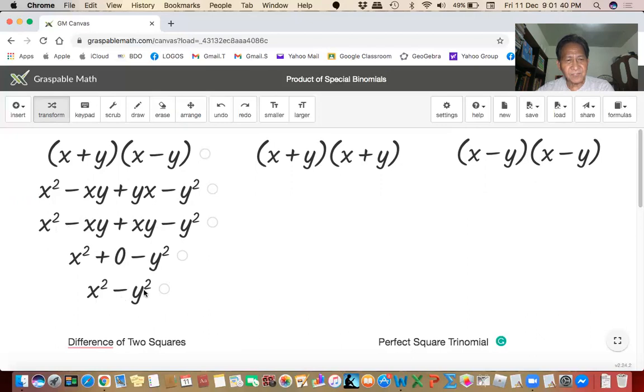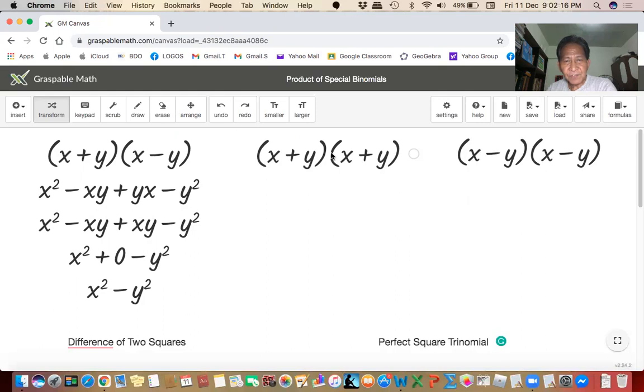There's a special name for this product that's called a difference of two squares. It's a difference of two squares because the first term is a square and the second term is also a square, and they're connected by a minus sign. So that's a difference of two squares. That's the result of multiplying a plus and a minus, two binomials that are connected by different signs. All right, now let's go to the next special binomial here.